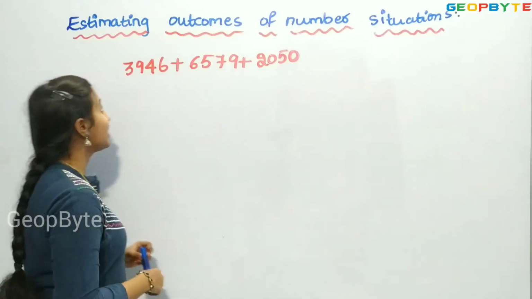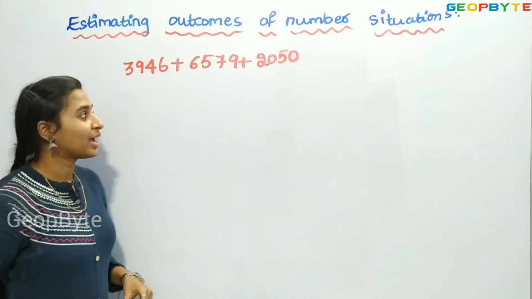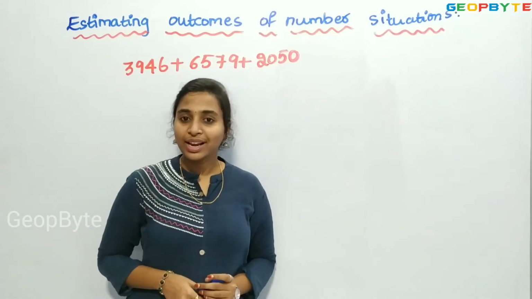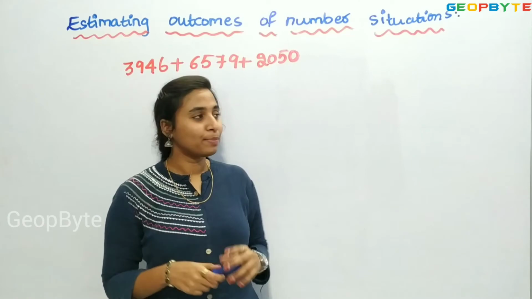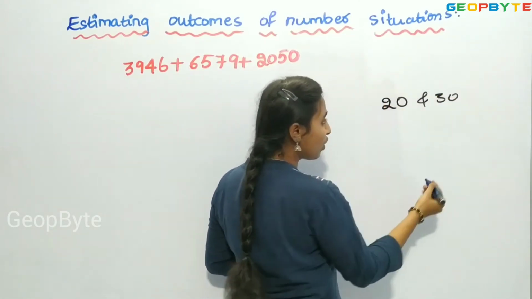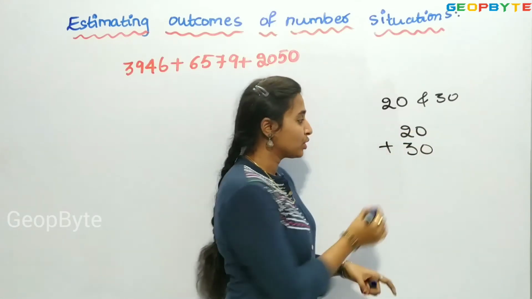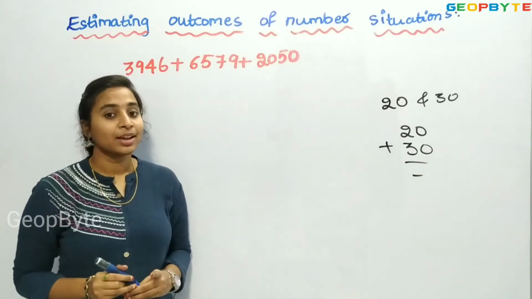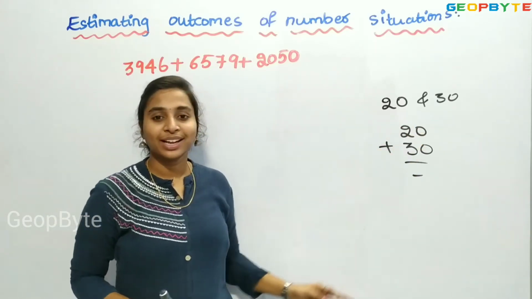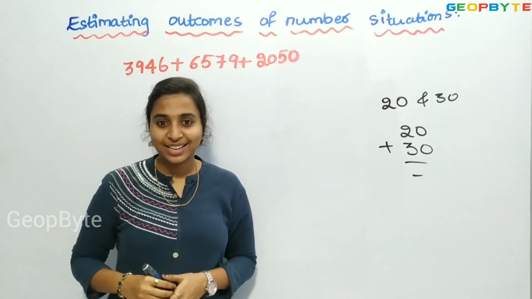Now, let us see estimating outcomes of number situations. See, below we have some numbers. As you know, we will add the numbers directly. If we have 20 and 30 and want to add, we will add 20 plus 30. Similar to this case, we will divide the digits into ones, tens, and so on. We will separate them into columns for easier addition.